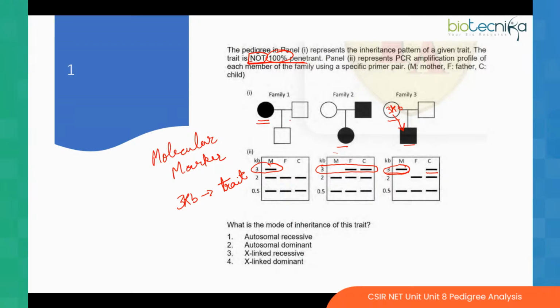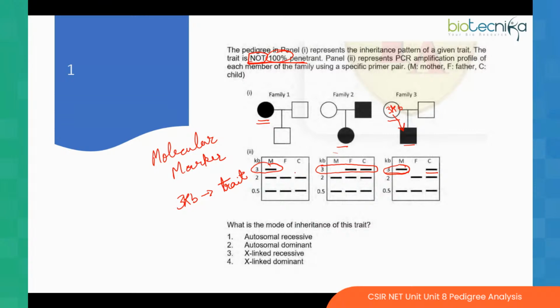Okay, so if we consider that it is a recessive trait, we have to check for all four options. So let's see whether it is X-linked or autosomal. For X-linked, what do we know? If it is present on the X chromosome, then the males will have a single copy only. But what do we see? That males are having two copies. How do we know males have two copies?